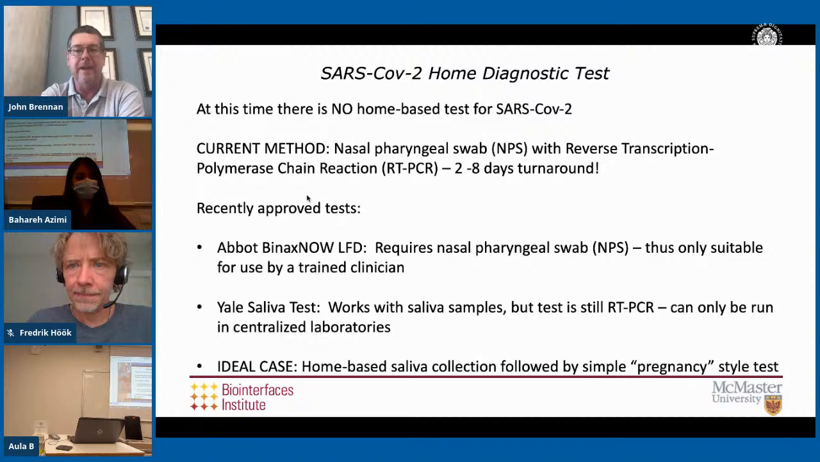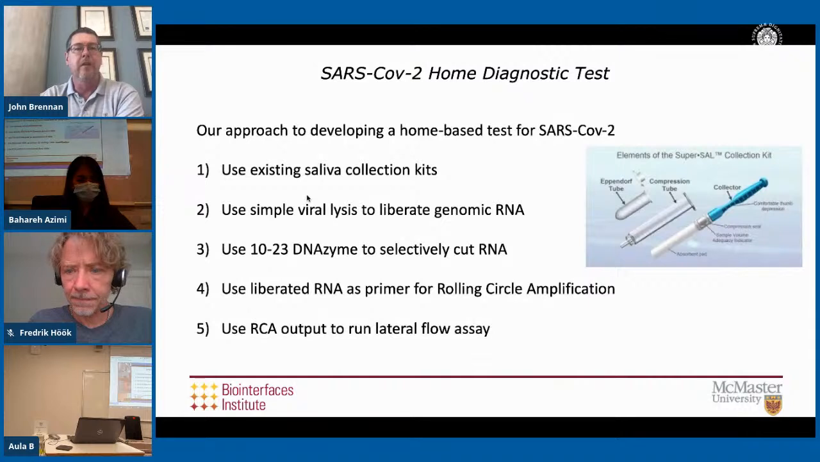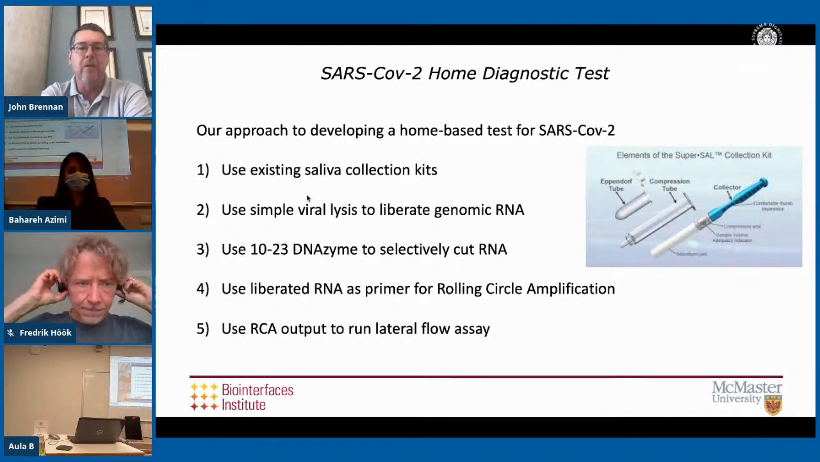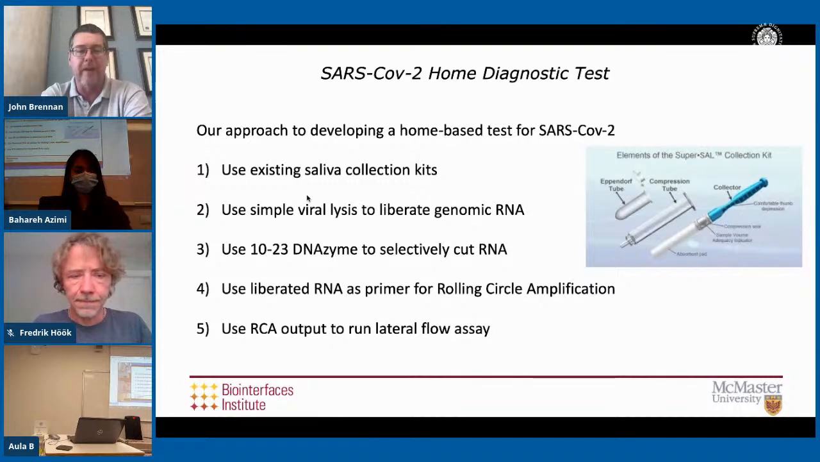So again, right now, there is no test anywhere that you can do at home where all the steps are done at home. So what people are looking for is the home-based saliva collection, followed by something that looks like a simple pregnancy-style test. So we started working on this in the middle of March and actually started getting funding for it in May. So for 2 months, we were doing this by bootstrapping. So the current version of the test is what I'm going to talk about today.